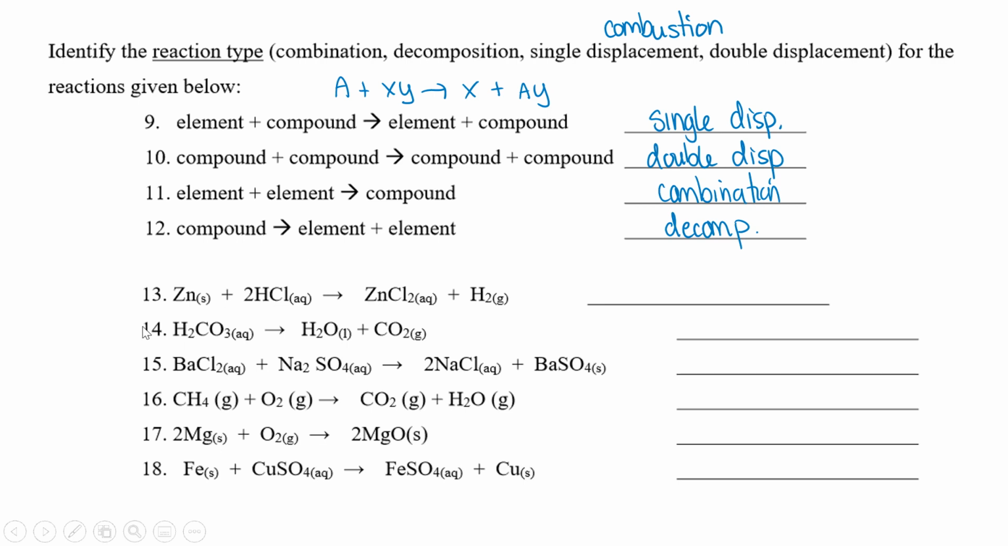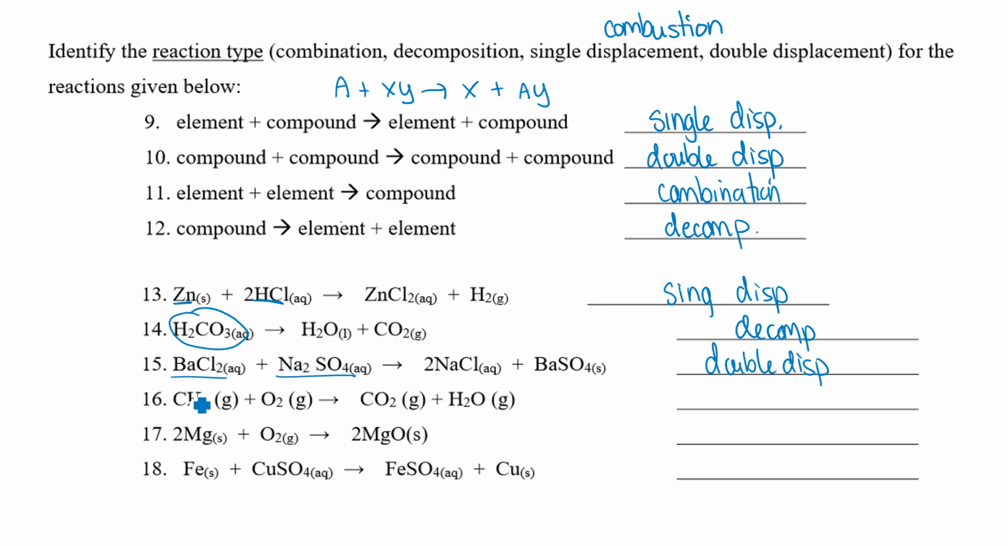And then checking these bottom ones right here. This one, 13, is a single displacement. Notice how we have an element plus a compound. And then this one right here, 14, is a decomposition. I can recognize that because I just have one reactant. 15, you've got compound plus compound. Notice how the compounds are both aqueous as well. That is characteristic of a double displacement.